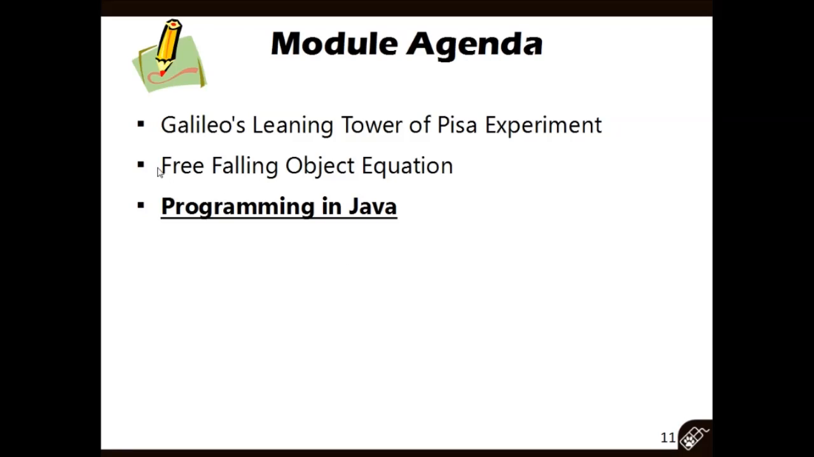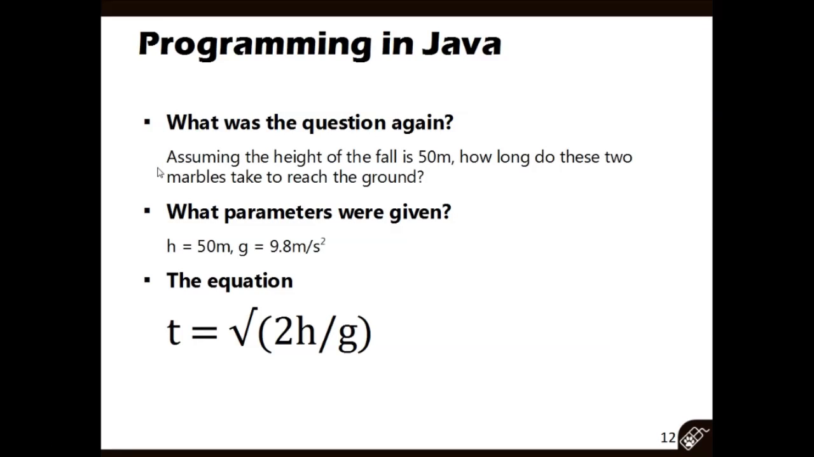So next agenda, programming in Java. So we have the answer, we have the equation. The only thing that's left is to put that into programming in Java. So what was the question again? The question is, assuming the height of the fall is 50 meters, how long would it take for an object to hit the ground? And what do we know? We know the height, which is 50 meters, and we know the gravitational acceleration is 9.8 meter per second square. And last but not least, the equation that we wanted to use is t, time, is square root of 2 times the height over gravitational acceleration.